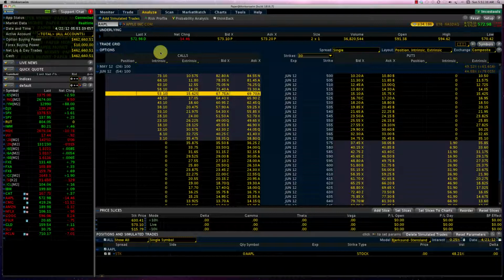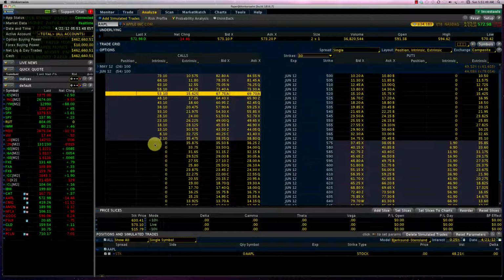As long as Apple is at 573, this 520 call will always have $53 as an intrinsic value, even if the option were to expire today. So that's exactly what the intrinsic value is, and it cannot be destroyed by time decay. So time decay only destroys the extrinsic value. How much extrinsic value there is, and what the percentage of extrinsic value is as a percentage of the overall value, becomes important when we study time decay.